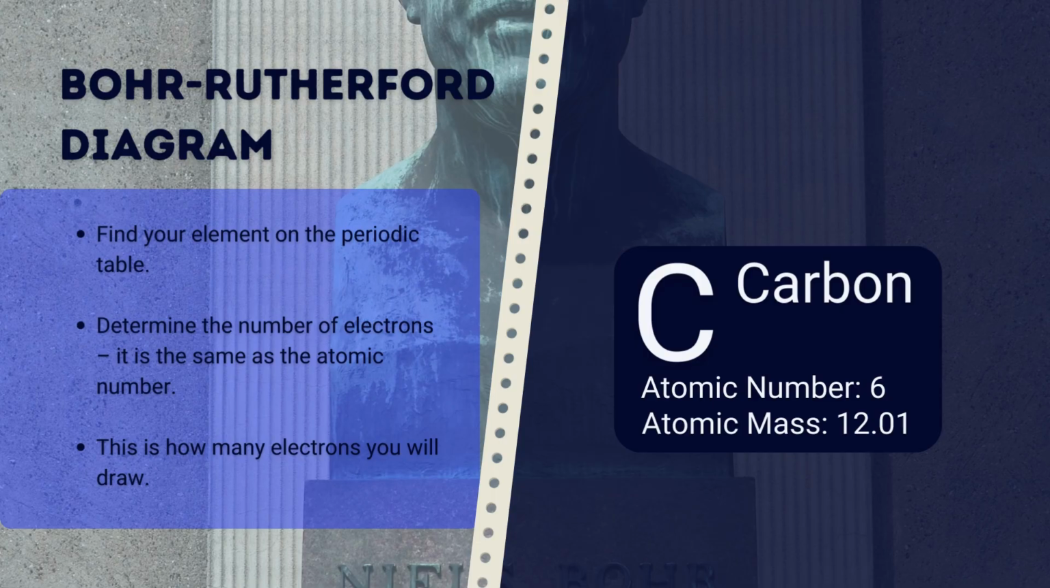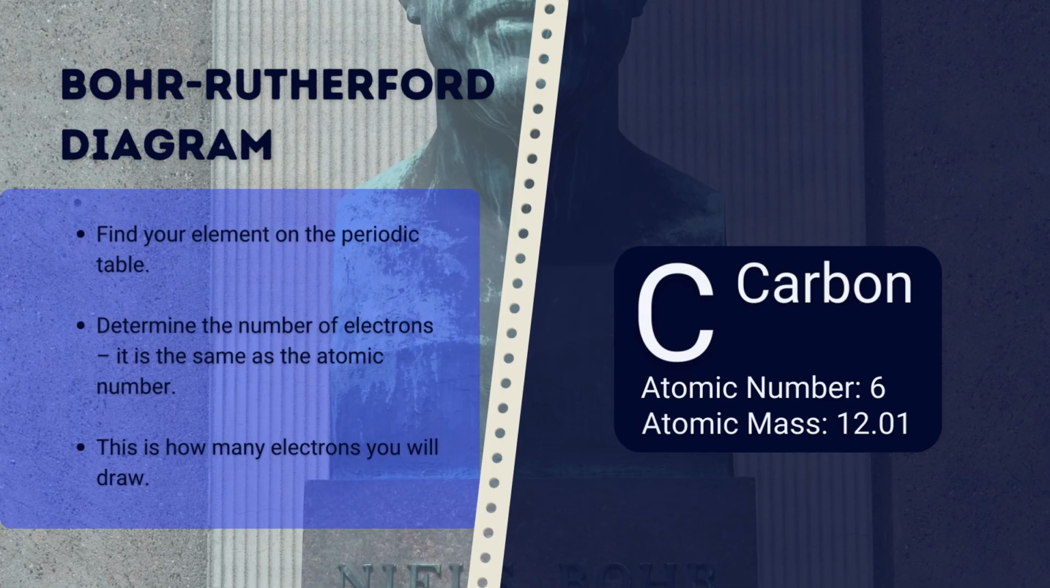Remember, the first shell can hold up to 2 electrons, while the second shell can hold up to 8. If there are more than 10 electrons, you would need to add additional energy levels. In our example, our first shell would have 2 electrons, while our second shell would have 4, equaling a total of 6. Of note, the electrons should be drawn in pairs with opposite spins. This diagram is a useful tool in understanding the basic structure of an atom and can be used to predict chemical properties and reactivity.